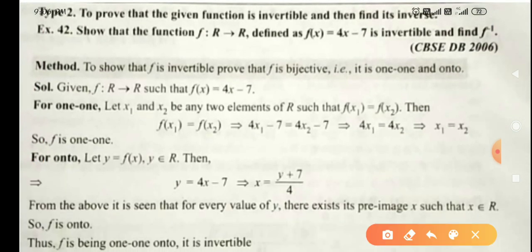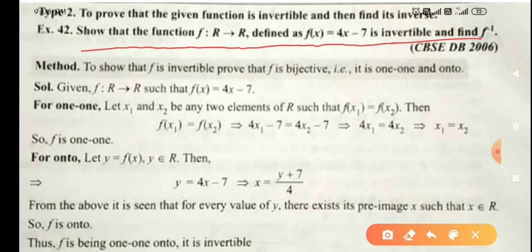Here, show that the function f from R to R defined as f(x) equals 4x minus 7 is invertible and find f inverse. This time you have to show invertible and then you have to find the inverse. So to show invertible, this function should be a bijective function, as I told you just before. To show bijective, it should be one-one and onto. So for one-one, the fixed step I told you in the last video.